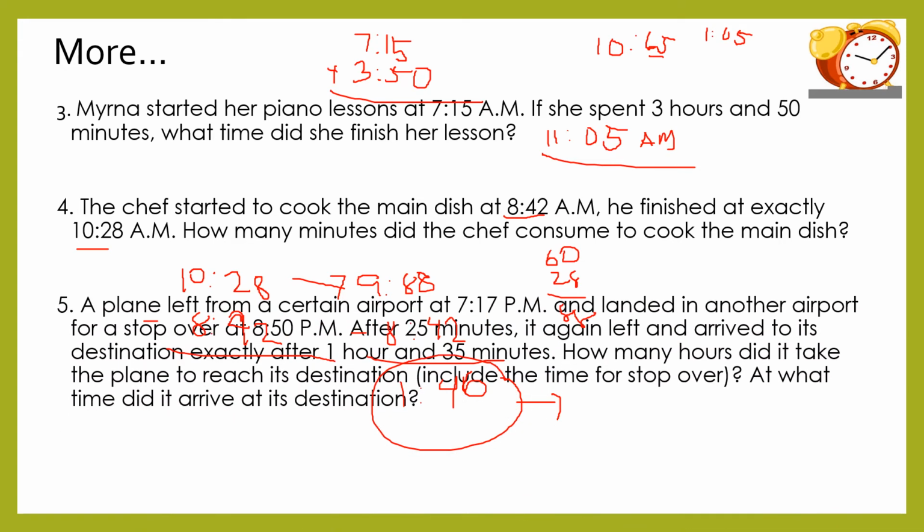Okay, question. All right, next we have here a plane left from a certain airport at 7:15 a.m. and landed in another airport at 8:50 a.m. After 25 minutes, it again left and arrived at its destination exactly after 1 hour and 35 minutes. How many hours did it take the plane to reach its destination? Include the time for the stopover. At what time did it arrive at its destination?